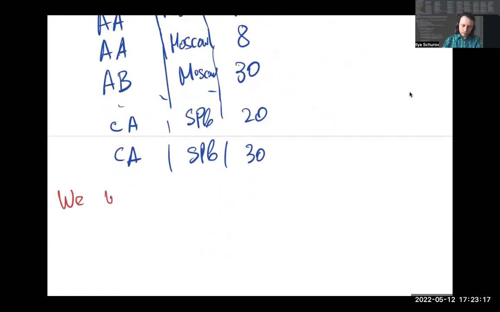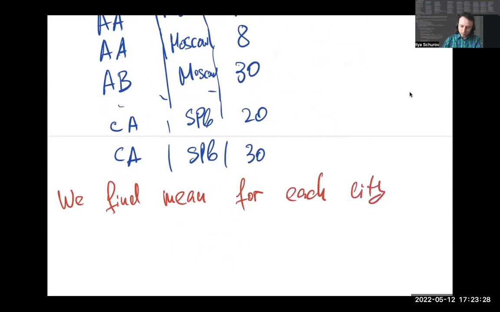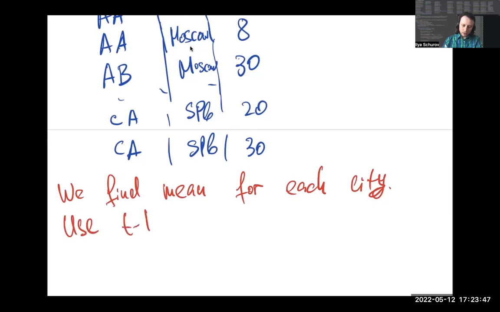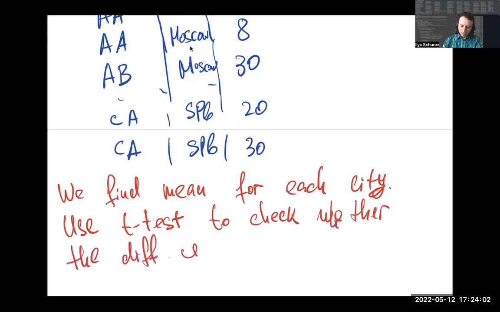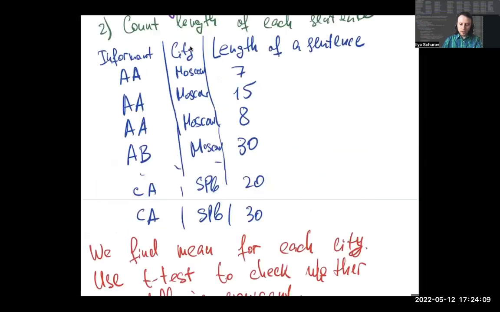So we find the mean for each city. And then we have to use some test, like a t-test, as Paulina suggests, and compare these means. So use a t-test to check whether the difference is significant. So this is rather a standard approach.